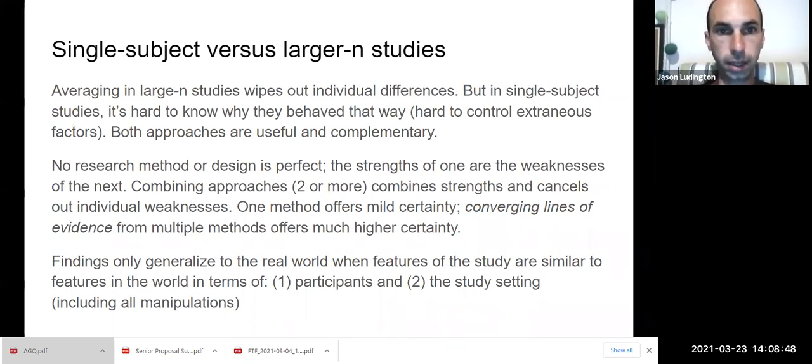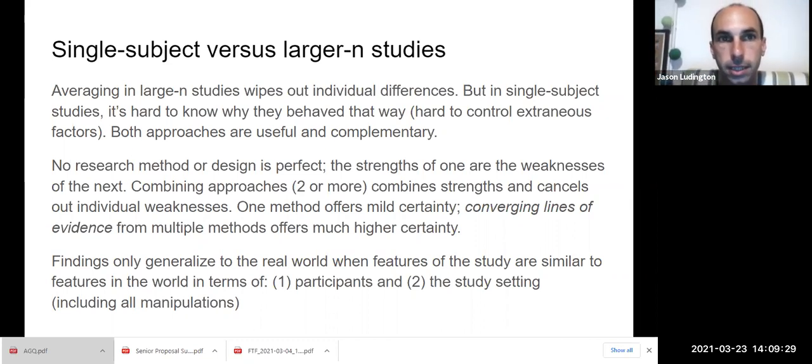Because the strength of one overcomes the weakness of the other. If you judge the results across studies and look for the common observations across studies, common conclusions. One method offers mild certainty, but converging lines of evidence from multiple methods offers much higher certainty. This is the strength of the multi-method approach.